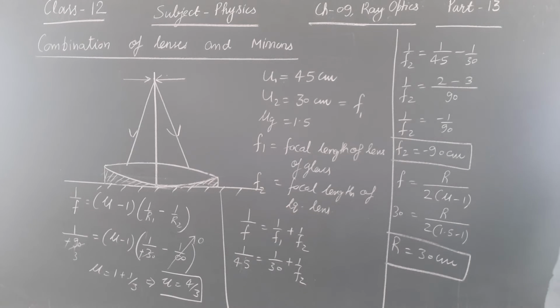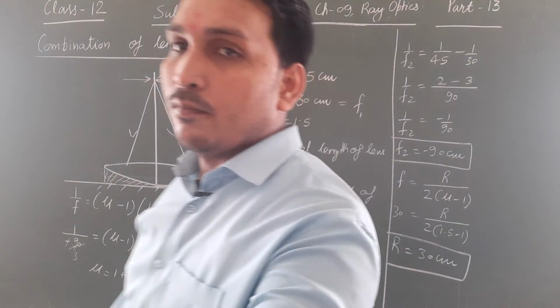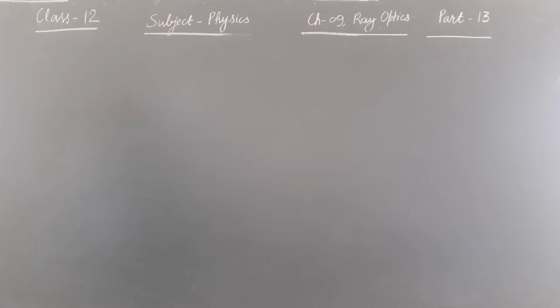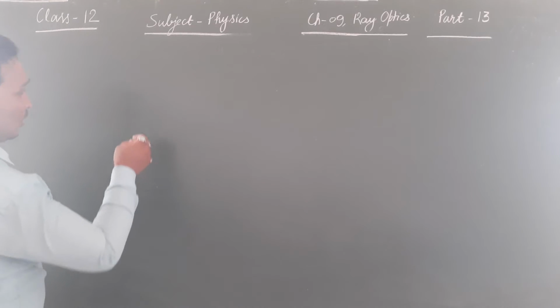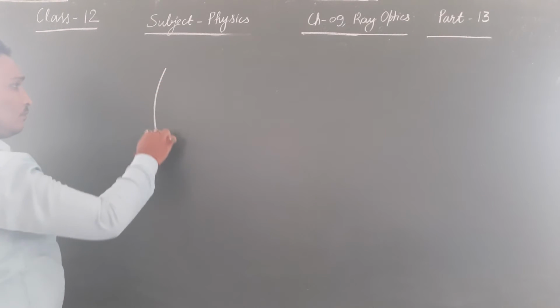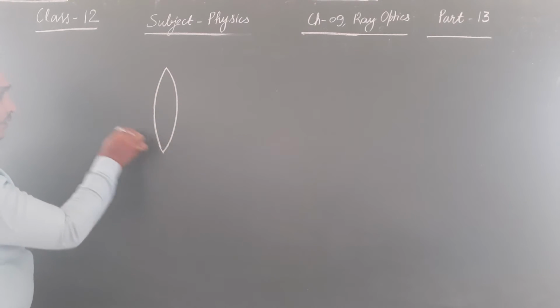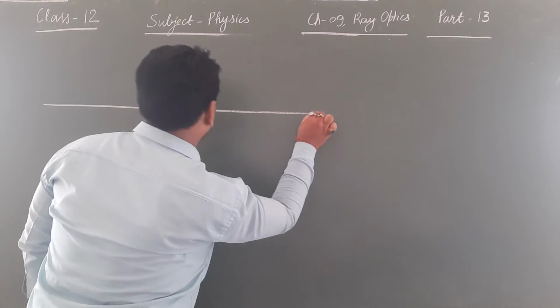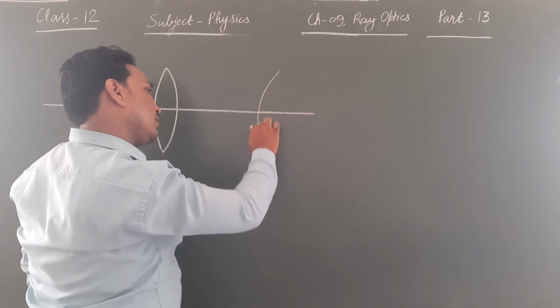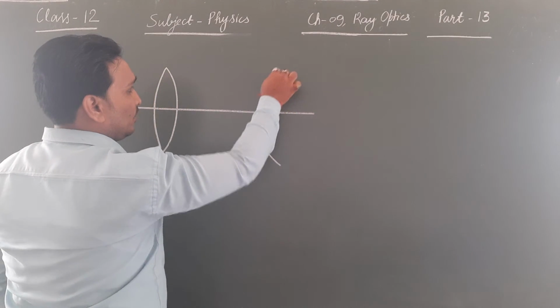Now let us move ahead. The second thing is, let us study a combination of a lens and a spherical mirror. Let the concept be the same. Let there be a spherical mirror.